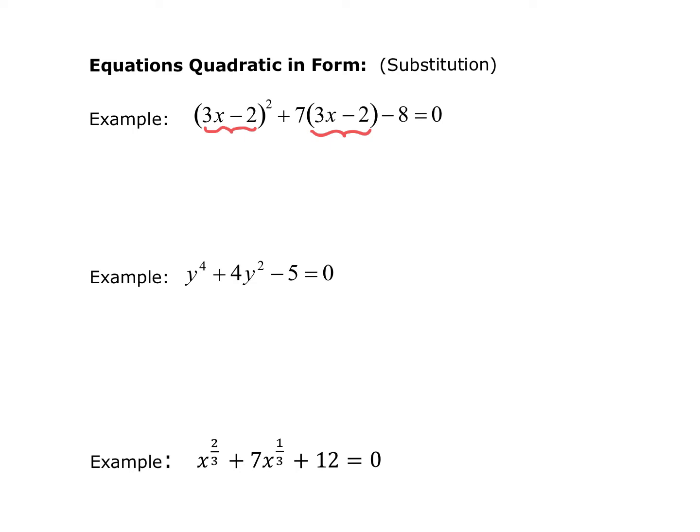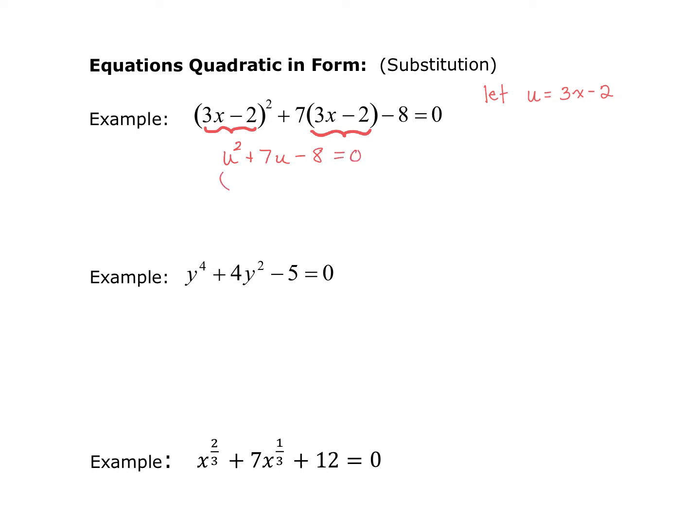But what we notice is when we have something like this, and notice the 3x minus 2 appears in both places, we like to make a substitution. So I'm going to let some other variable, and it's very common to use u, to represent 3x minus 2. So now I have u squared plus 7u minus 8 equals 0. And this is a quadratic.